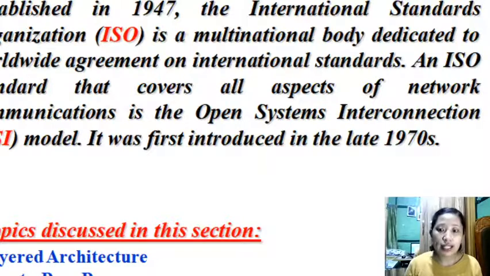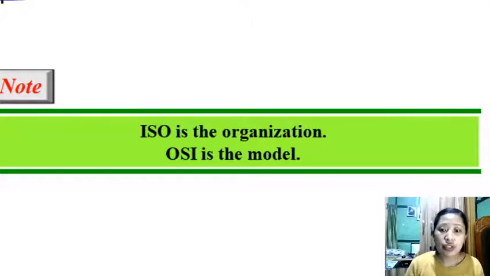So OSI, you can imagine, is like a book which has given all the descriptions about the software layer, which can implement different types of functions. As I said, ISO is the organization which has standardized OSI, and OSI is a model which defines what different protocols can be implemented in the software layer in each and every device that is connected in the network.